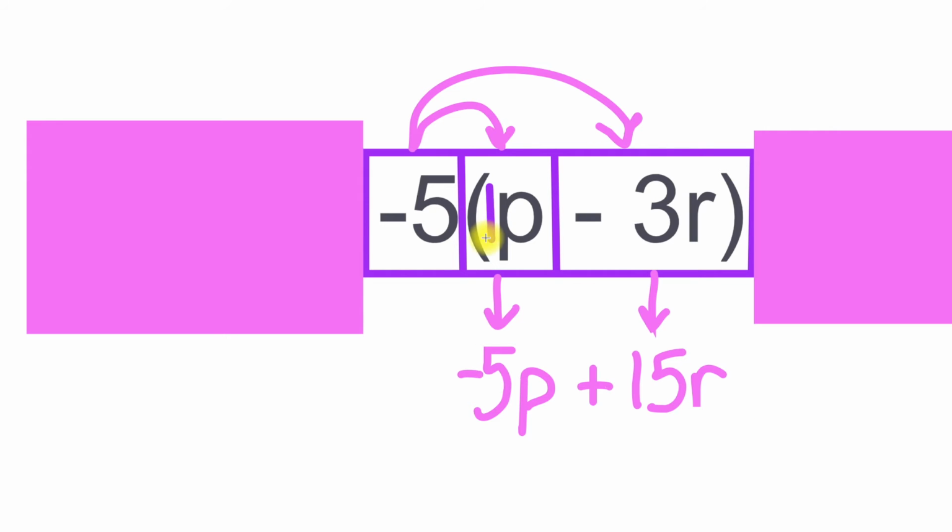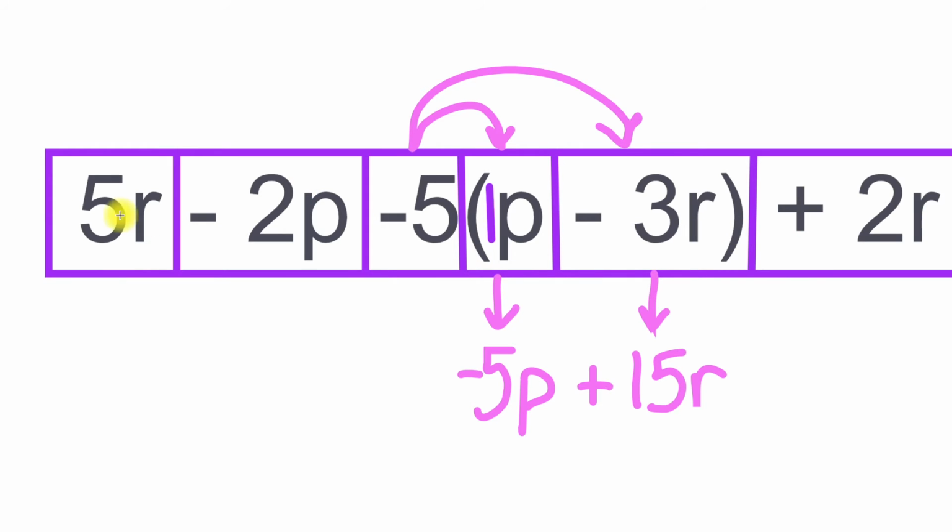Now that we've done the distribution, we don't have parentheses anymore. What we can do now is bring down any terms that we haven't used yet. To see those terms, I'll just erase this here. So I'll go box by box and bring down any terms that we haven't used yet. We haven't used positive 5r, so I'll bring that down. We haven't used negative 2p yet, so I'll bring that down as well.